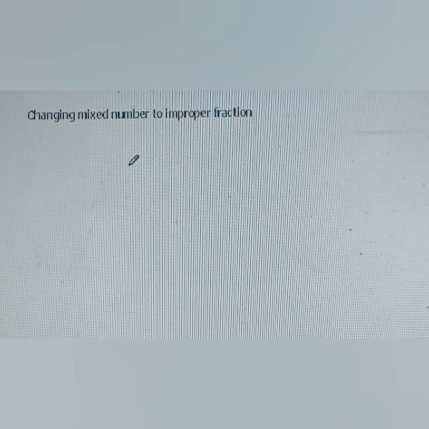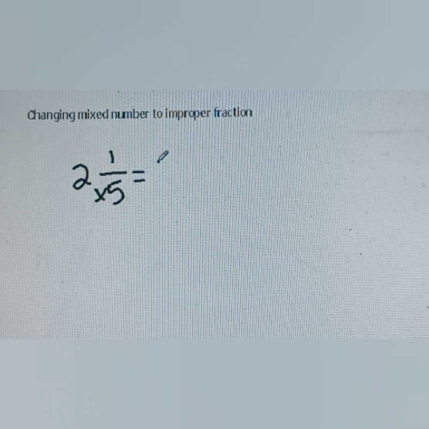Okay, let's talk about changing mixed number to improper fraction. So let's have a mixed number. Let's say 2 and 1/5. So here we have a whole number 2 and a fraction 1/5. So that's a mixed number. So how do we change this to improper? So what will you do? You simply multiply these two. This 5 times 2. So let's put it here. Multiply the denominator 5 and the whole number 2.